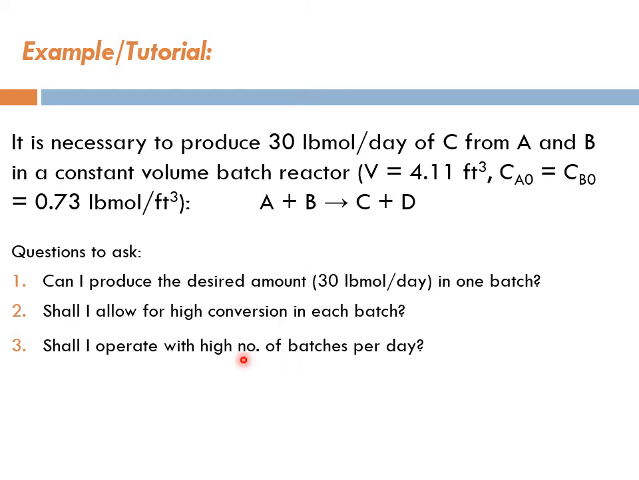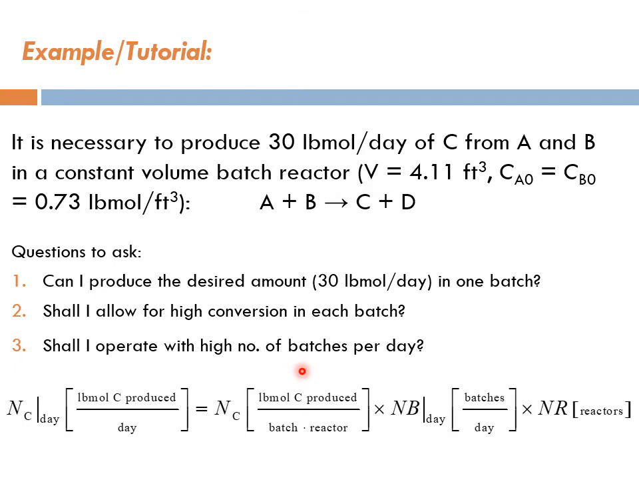Why is that? Because if you increase the number of batches per day, that means that every batch would take less time, correct? And less time allocated for each batch means low conversion in each batch. So you're not going to produce much C in each batch. So then how can we solve this problem? Well, we're going to develop together our one-dimensional equation.